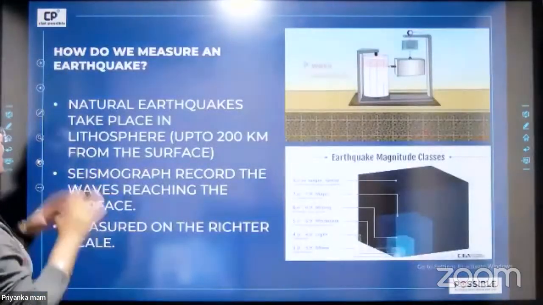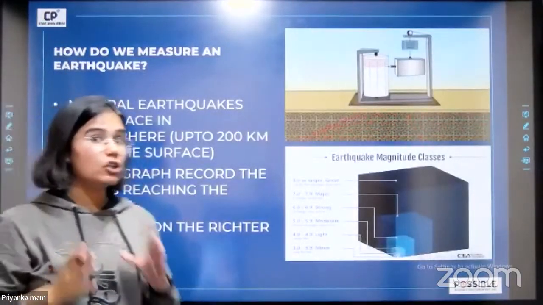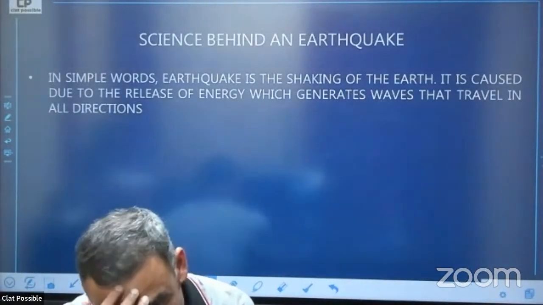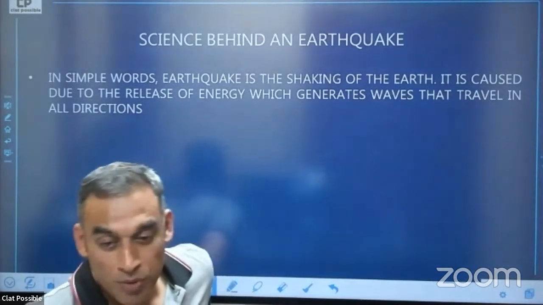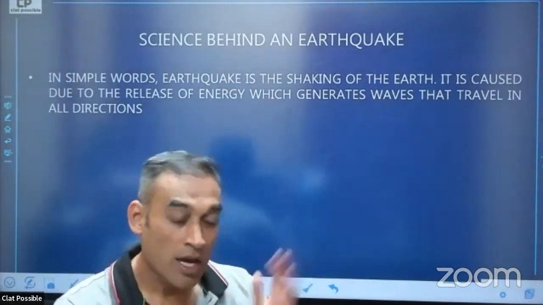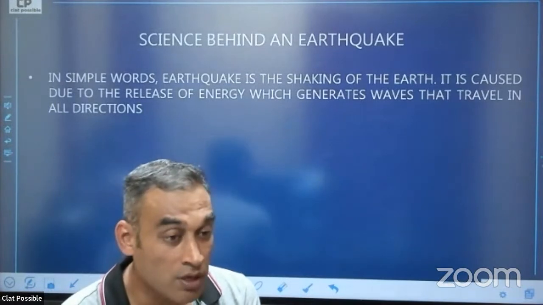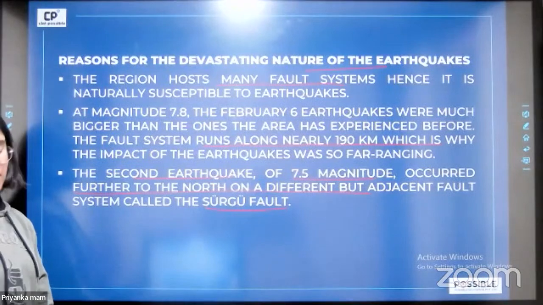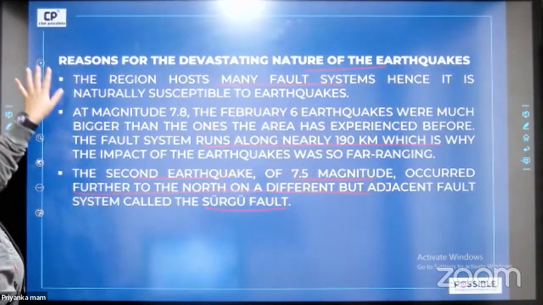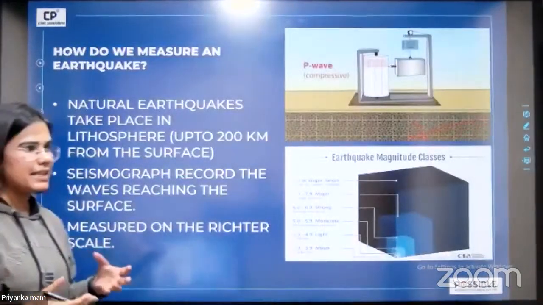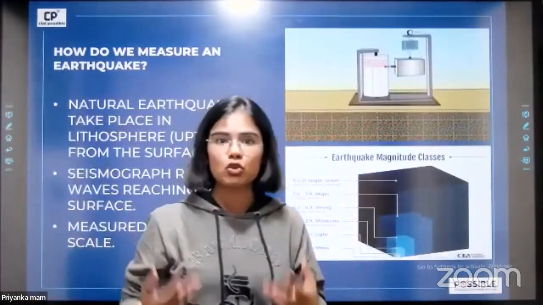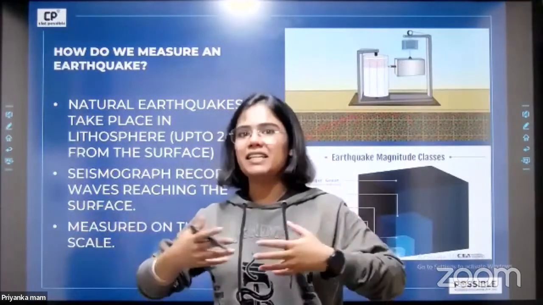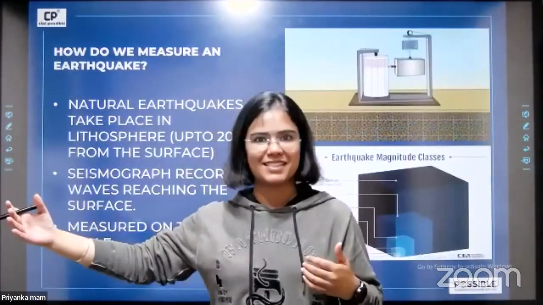Now let's go ahead. How do we measure this? Priyanka, I just want to add here that because of this fault line here, 190 kilometers fault line, the tremors were felt as far as Istanbul and even Cairo, Egypt. Absolutely, sir. Absolutely correct. So, looking at the magnitude, the intensity can vary, but when the magnitude is so much, as sir has just said, the intensity can also be a lot, and it can be felt at far off places, right?